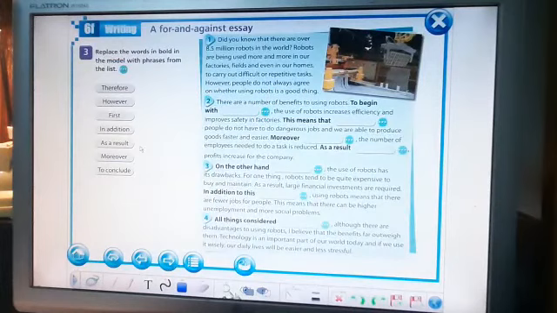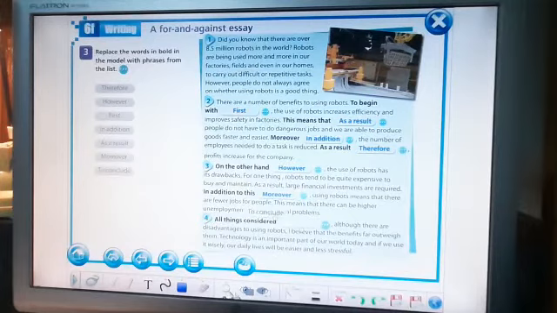Let's proceed with number 3. It is given to us to replace the words in bold in the model with the phrases from the list. So to begin with, "first" means "first of all." "As a result," so "moreover," "in addition," "as a result," "therefore." "On the other hand" means the opposite, "however." "In addition to this," "moreover," "all things considered," "to conclude." These are too easy for you because we have done a number of these kinds of exercises.